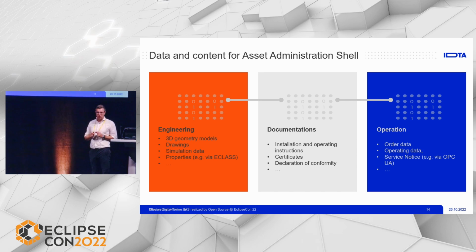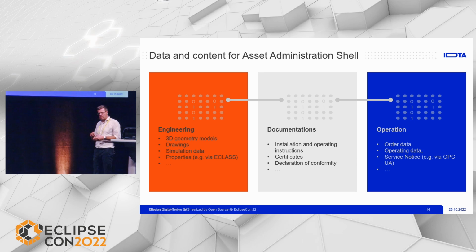And when we have a look at what kind of data has to be administrated, we also see that there are different forms of representation of the data. For example, in the engineering phase, out of the product development, there are 3D geometry models. There are drawings, there are simulation data, like Simulink, for example. There are properties which are stored in databases, like in eClass.